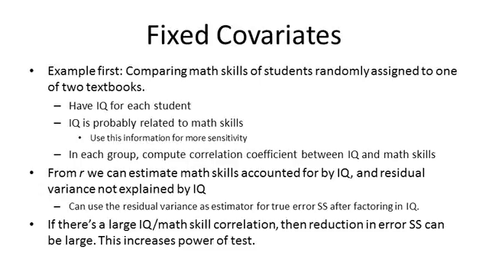So what you would do is, in each group, compute the correlation coefficient between IQ and math skills. From this given R, we can estimate the amount of math skills that are accounted for by IQ, and the residual, or the variance not explained by IQ. This residual variance can be used as the estimator for the true error sum of squares. If there's a large correlation like this, then the reduction in error sum of squares can be very large and can increase the power of the test significantly, which allows us to not have to get as many subjects or observations taken.